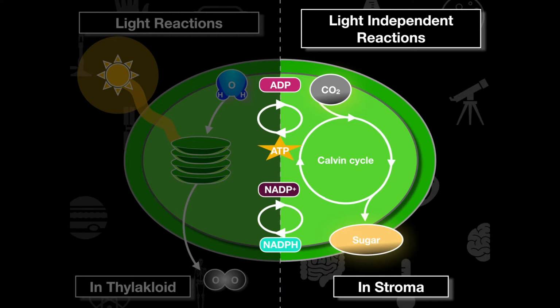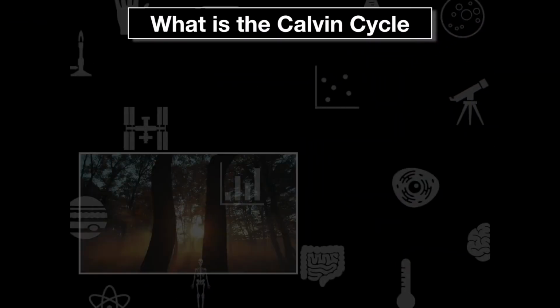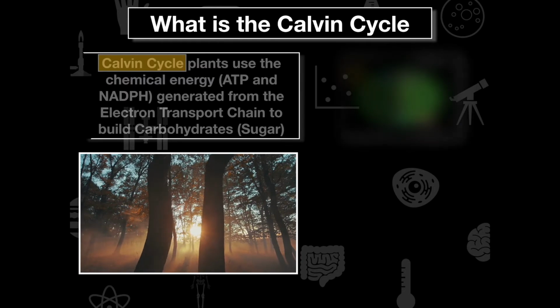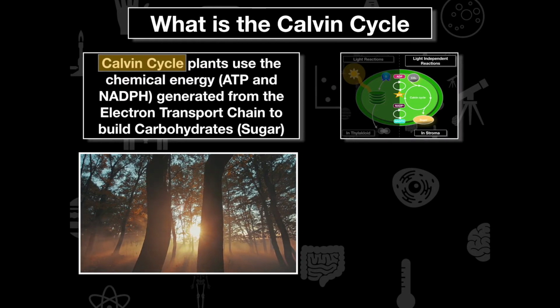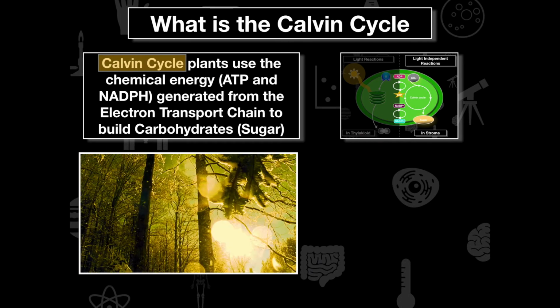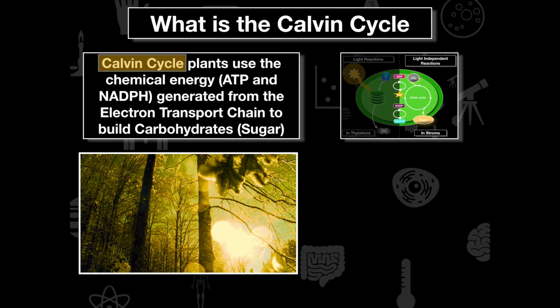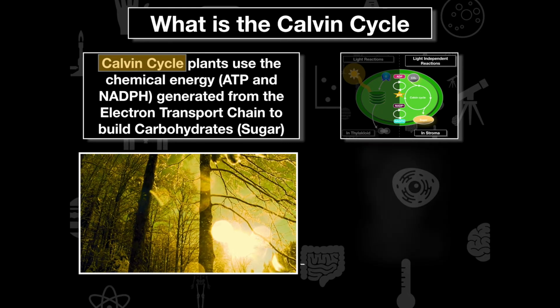Remember, the light reactions, or the light-dependent reactions, occurred in the thylakoids, and they generated ATP and NADPH to power our Calvin cycle. And now what we're doing is the hard work. We're taking the carbon from the carbon dioxide and putting it into the sugars. So what is the Calvin cycle? Well, the Calvin cycle is where plants use chemical energy, the ATP and the NADPH, generated via the electron transport chain, to build carbohydrates, these sugars.